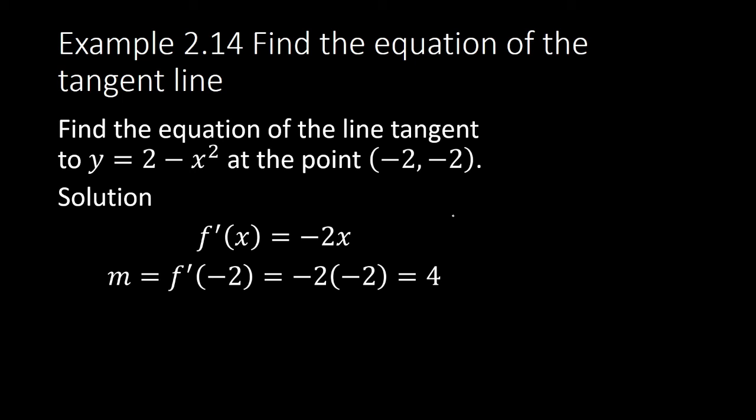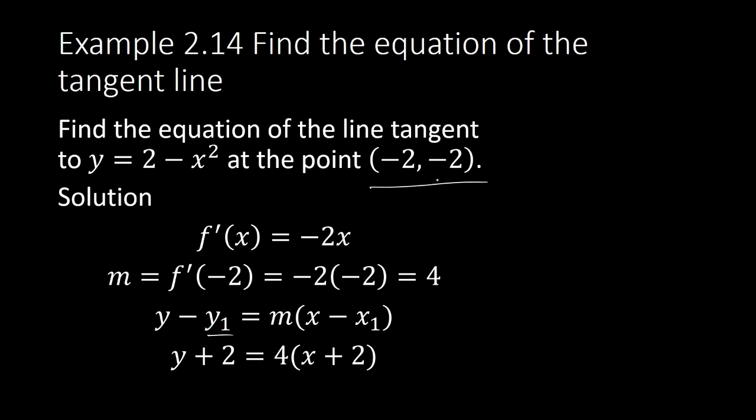We now have the slope. We also have the point, since we are given its coordinates. And so using the point-slope form, this is how you write the equation of the tangent line. y sub 1 is -2, so y minus -2 becomes y plus 2. And y plus 2 is equal to m, which is 4, times x minus x sub 1. x minus x sub 1 is equal to x minus -2, and that is equal to x plus 2. And so this is the equation of the line that is tangent to your curve at the point with coordinates -2, -2.